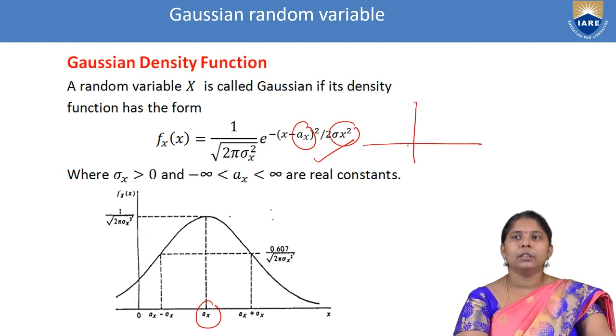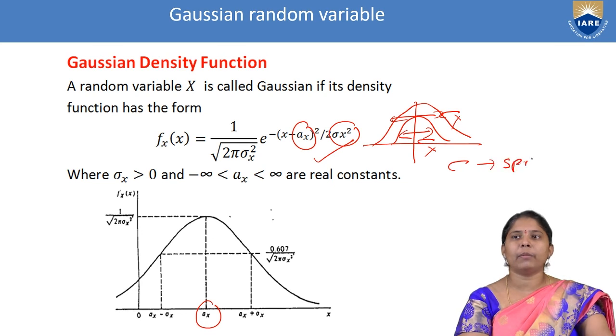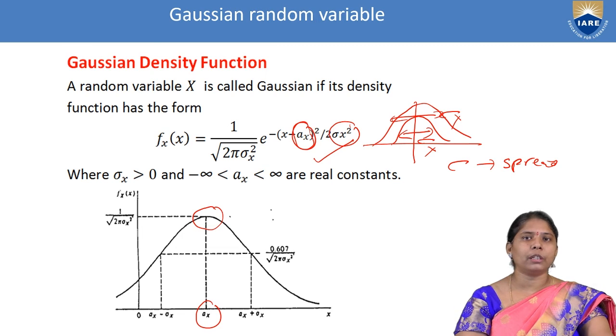Suppose the curves are separated by different widths. So this width is different and this width is different. The sigma value for this one is smaller and the sigma value for this one is larger. The sigma indicates the spread from the mean. So the width of the curve is decided by sigma_x. In x minus a_x, a_x is called the mean value of the Gaussian random variable. So we have different random variables in real time. These random variables can be used in the analysis of experiments.